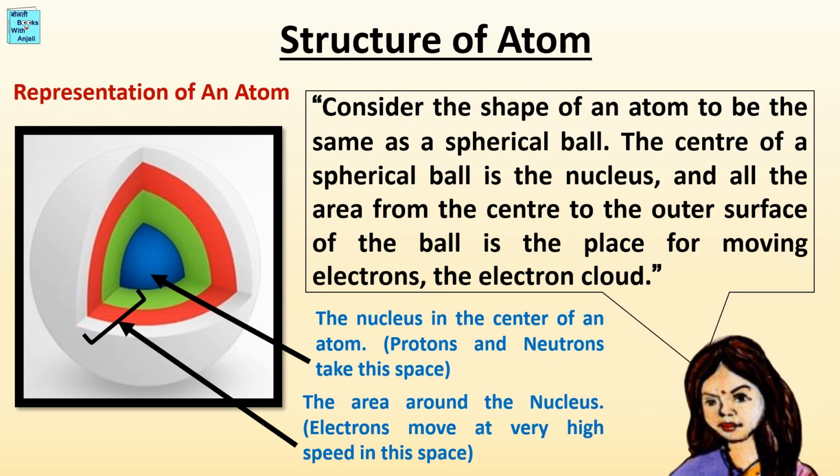Consider the shape of an atom to be the same as a spherical ball. The center of the ball is the nucleus, and all the area from the center to the outer surface of the ball is the place for moving electrons, the electron cloud. In this picture, you can see the blue area is the center, that is the nucleus having protons and neutrons. Green, red and white is the electron cloud, where the electron is moving at a very high speed.